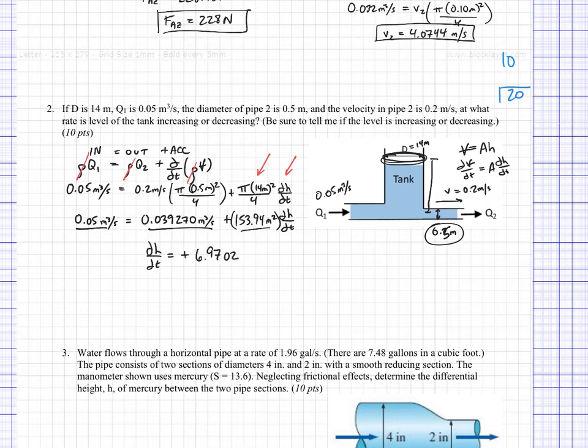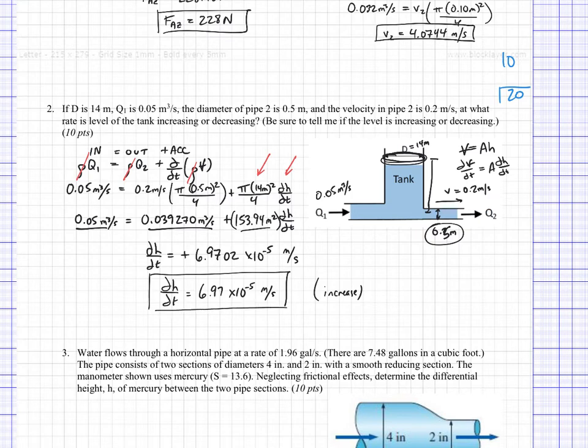6.9702 times 10 to the negative fifth meters per second. And if I want 3 sig figs, which I do, dH/dt equals 6.97 times 10 to the minus 5 meters per second. That's the rate of it rising. And that's an increase.